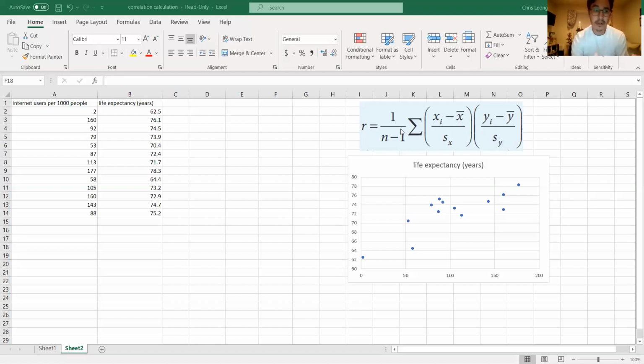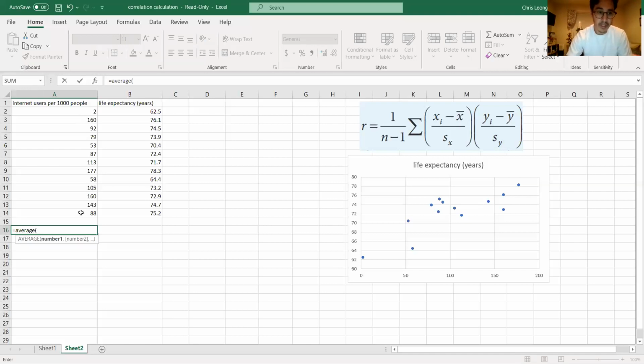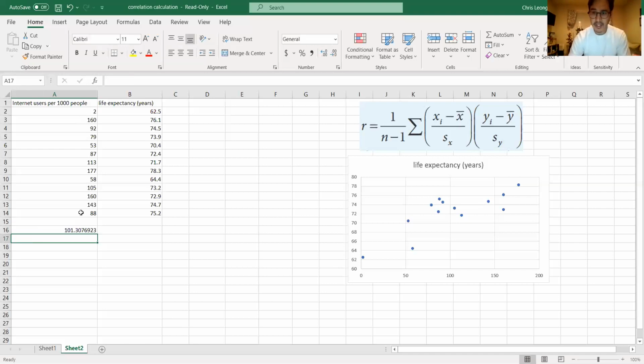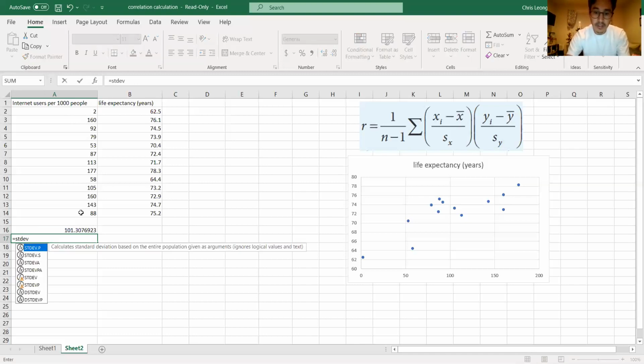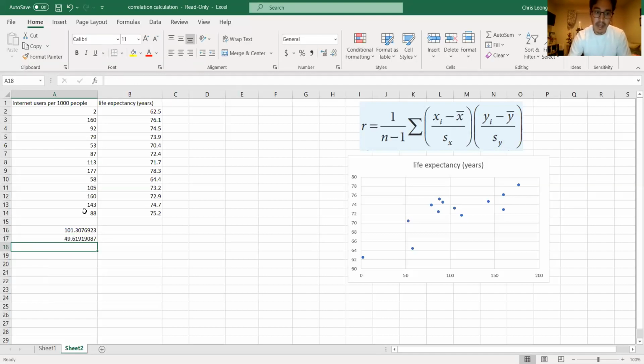All right, so to convert both of these variables into z-scores, we need to find their means and their standard deviations. I will not be doing that by hand. I'm just going to have Excel do that. So use the command average. For the countries in this data set, the average number of internet users per 1,000 people is about 100. So that's like 10% of the country has internet access. And then let's find the standard deviation. It's about just under 50.